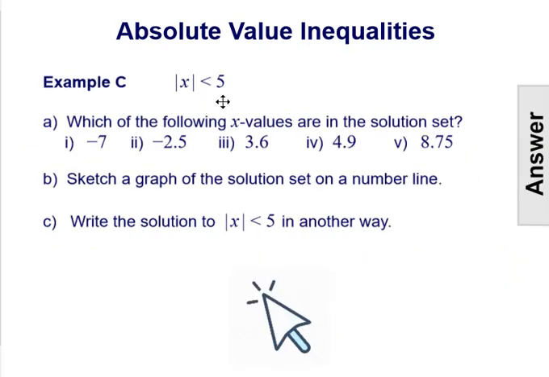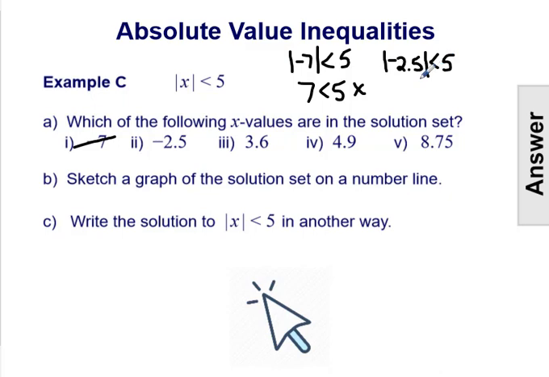Here we have the absolute value of x is less than 5. So which of the following x values are in the solution set? So we need to test the values in the inequality. So negative 7, we have the absolute value of negative 7 is less than 5, means that 7 is less than 5. Well, that's false, so not that one. Then we have negative 2.5. The absolute value of negative 2.5 is less than 5, says that 2.5 is less than 5, which is true.